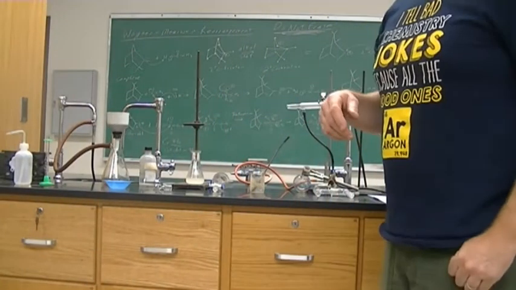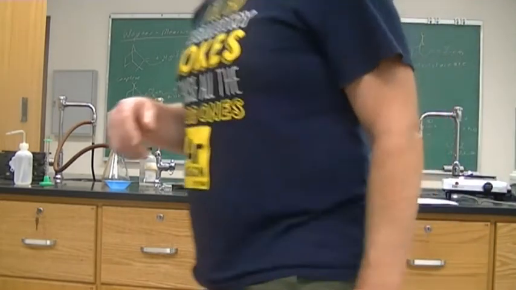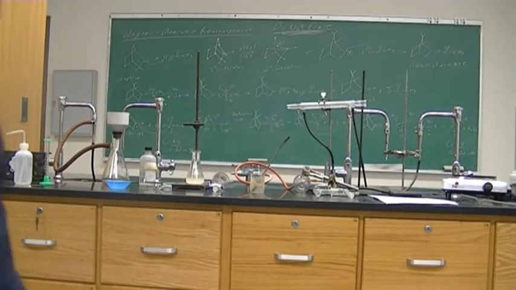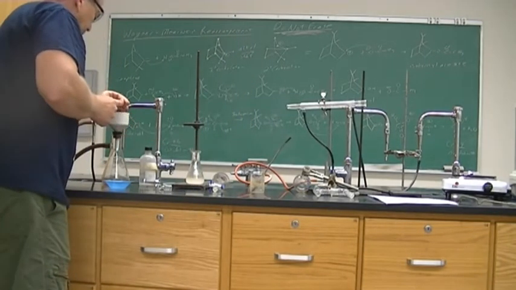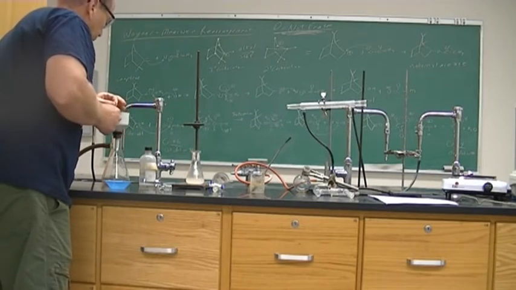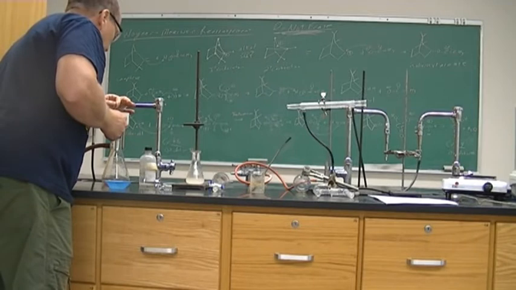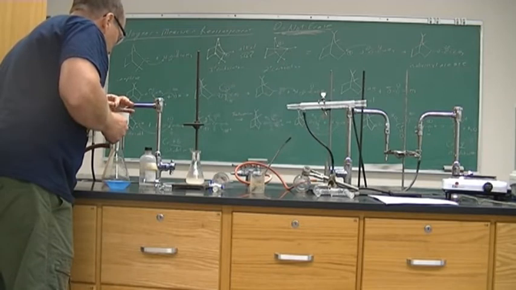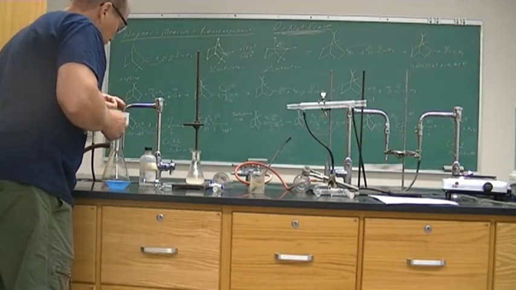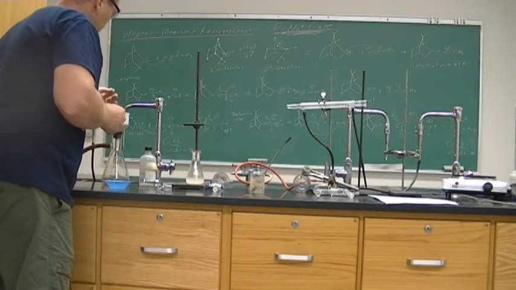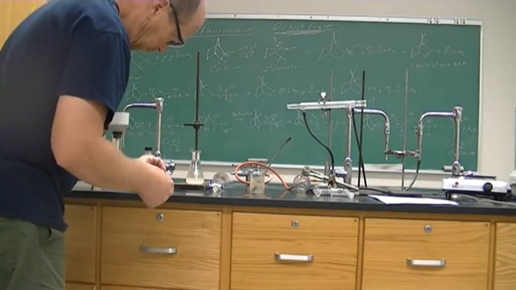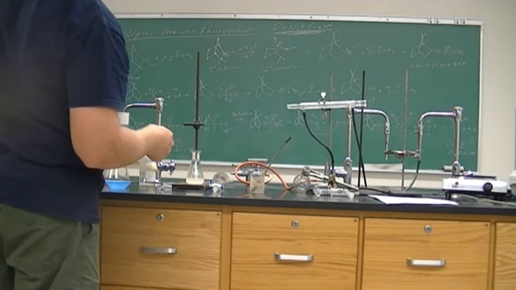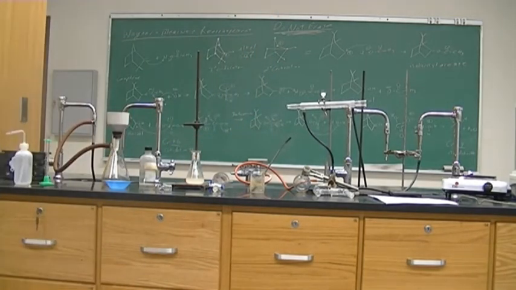Alright, so we're going to have to get a melting point of that. Let's see if I can get that going. I'm going to pick a crystal that's dry on the side, see if I can get it in here and get a melting point. Crystal in there, I can barely see it. Okay.